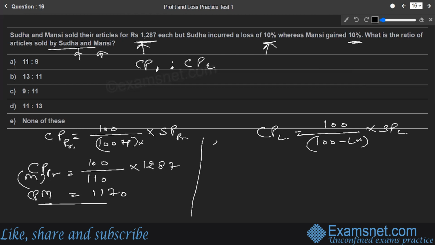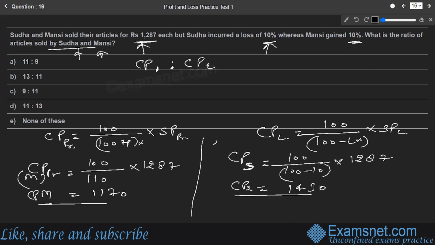Let us find out the loss case cost price. Loss has occurred in the case of Sudha. So the cost price of Sudha will be 100 divided by 100 minus loss percent. How much loss has occurred? Again 10% loss, into the selling price, which is again the same, 1287. If we solve this further, this comes out to be 1430. So the cost price for the case of Sudha is 1430.